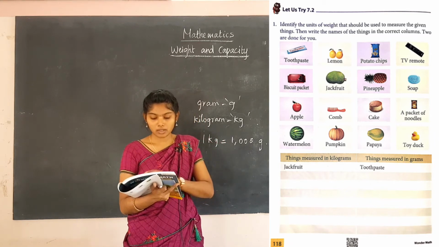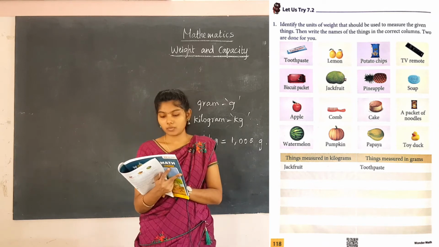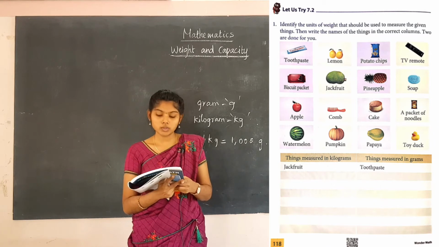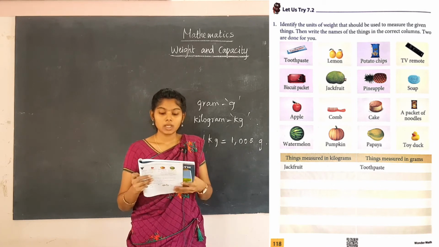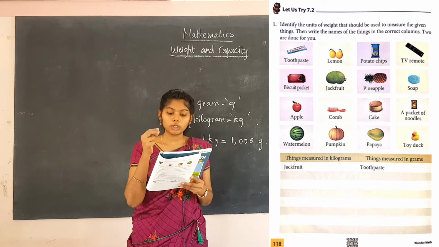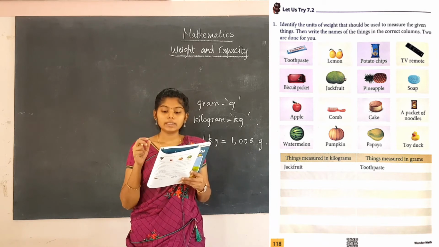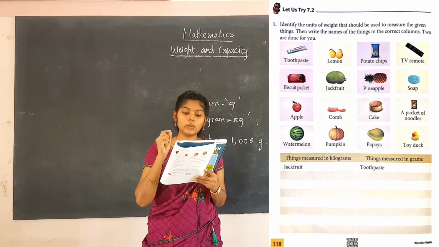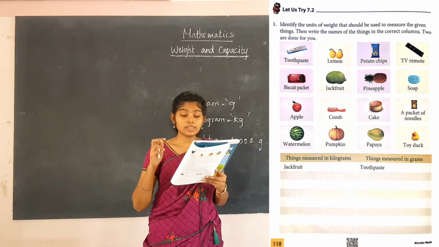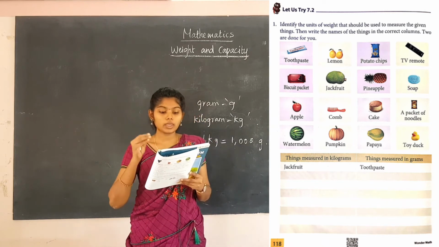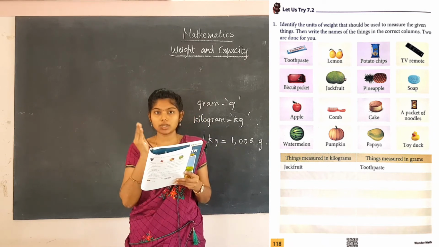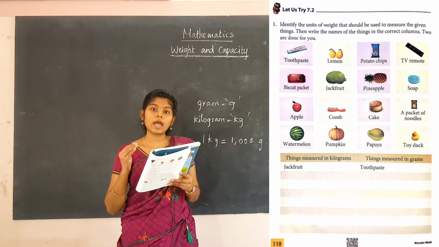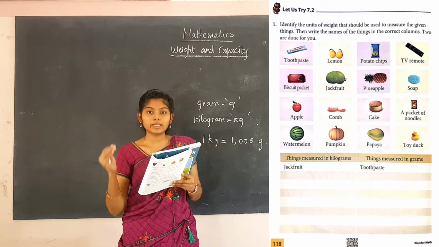So for example, I will give you one thing, that for a gram we can see the gram. First one is toothpaste, which is gram, and lemon we can also measure using gram because it is a lesser weight, and potato chips, which is also gram. TV remote is gram, biscuit packet gram, jackfruit is kilogram, pineapple kilogram, which is a heavier thing. So we can measure like this.